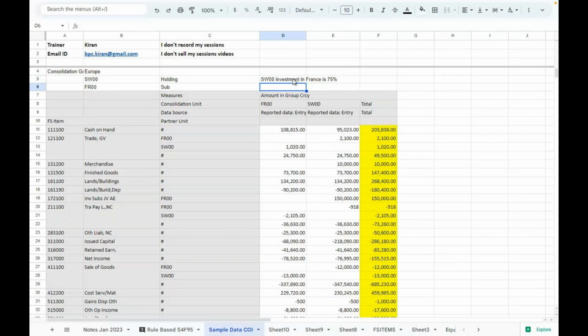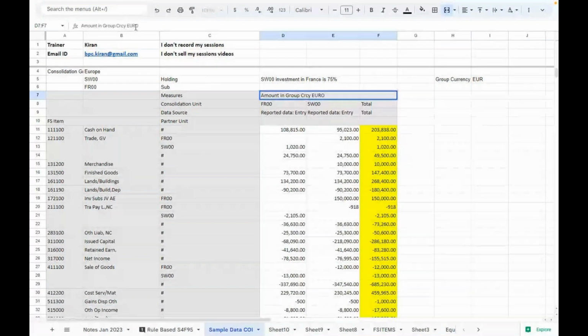When you follow accounting standards and consolidate, you have to follow some process. What is that process? All the trial balances, balance sheet or income statements, you should have in one currency. That's called group currency. When I get the data, I can collect it in different currencies. However, I need to convert all those local currencies into group currency. Here my group currency is euro. So my consolidated currency is euro. So amount in group currency, the group currency is euro, for example.